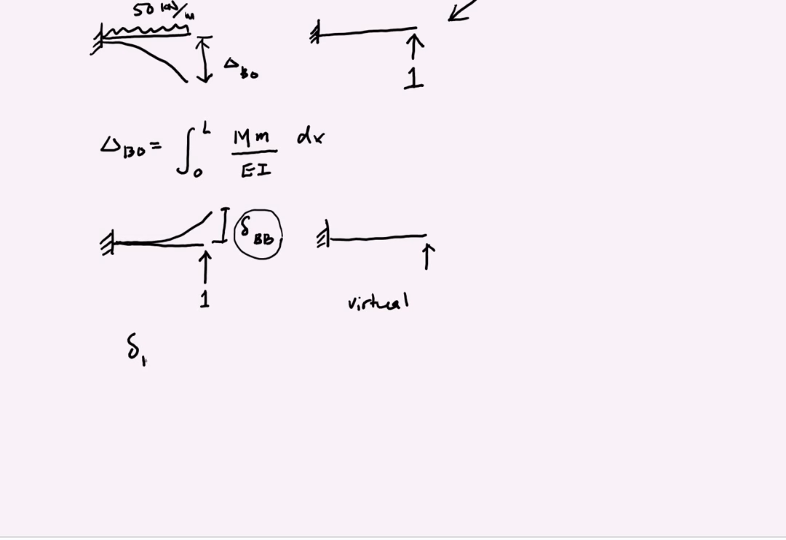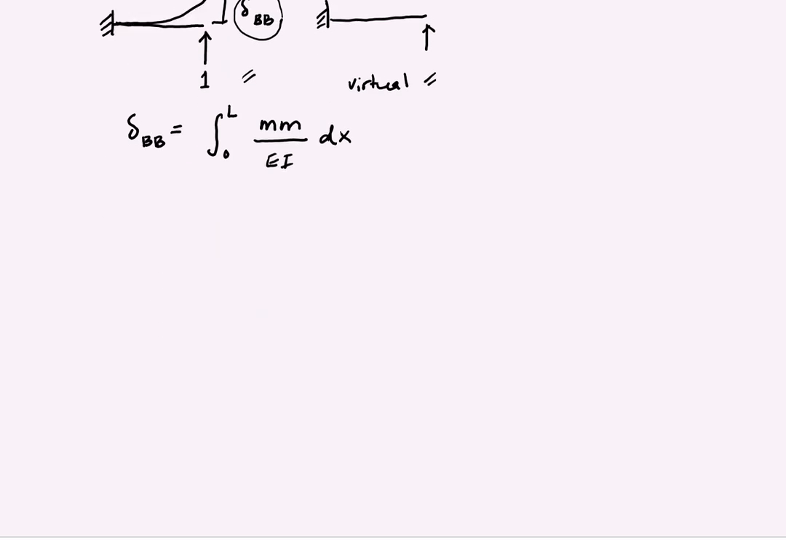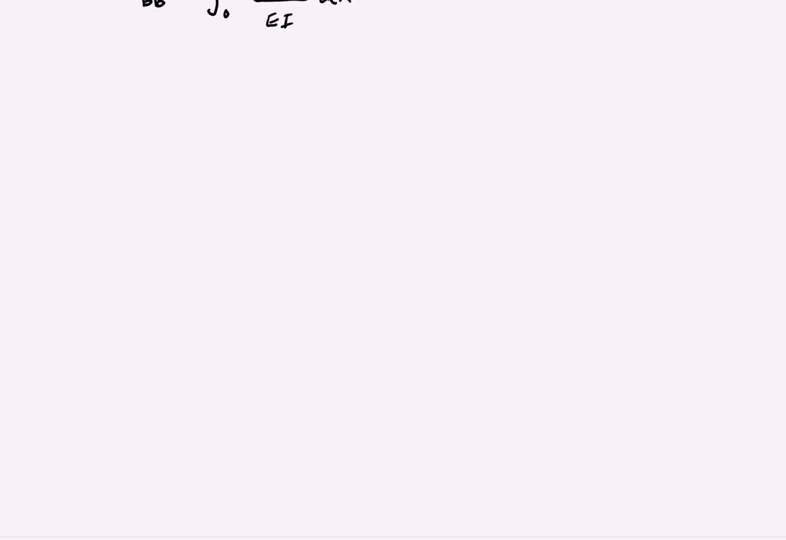So if we write down small delta BB, it's just going to be what? 0 to L, the limit, and then it's going to be small m, the actual system, multiplied by the internal moment due to virtual system, which is again small m, divided by EI dx. Now it is just the same moment that we are considering twice. So now this simplifies our problem a lot. So, okay, first let us proceed with finding capital M and small m.